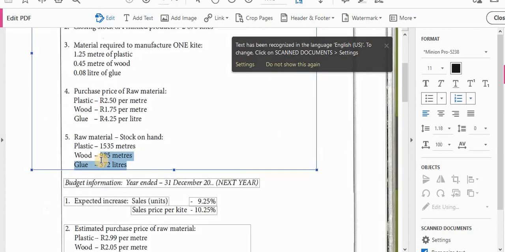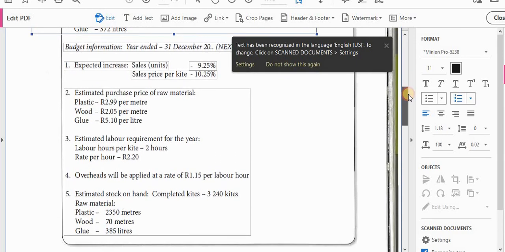Now, we are given budget information, which is going to be very important.